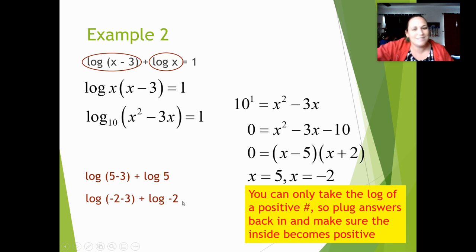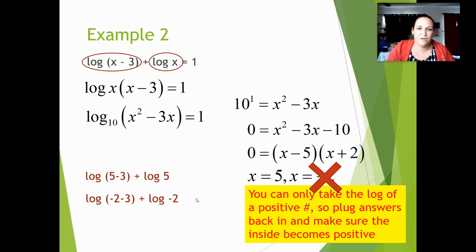So what that means is that -2 is an extraneous solution. We've talked about this in previous chapters, an answer that you think is an answer, but after you plug it in, it's not really an answer. And so the only answer for this problem would be the number 5.